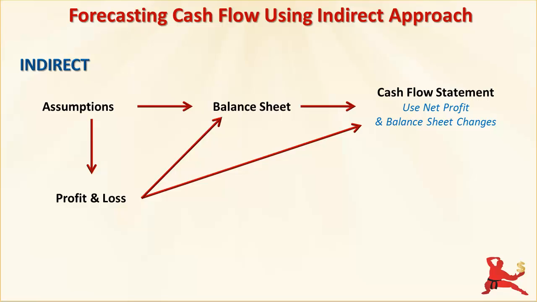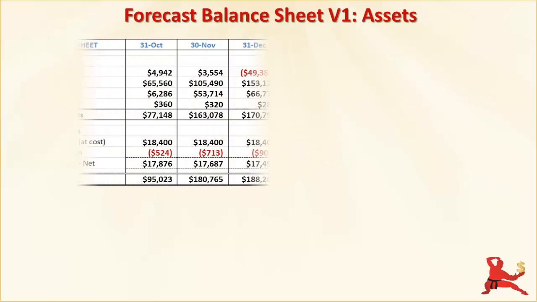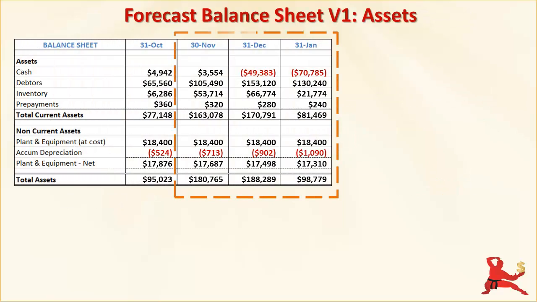Once we've done the balance sheet, we'll be able to derive our cash flow forecast. The net cash flow figure that falls out of the forecast cash flow statement will be reflected in the cash balances in the balance sheet. Here's the asset side of version 1 of the forecast balance sheet.